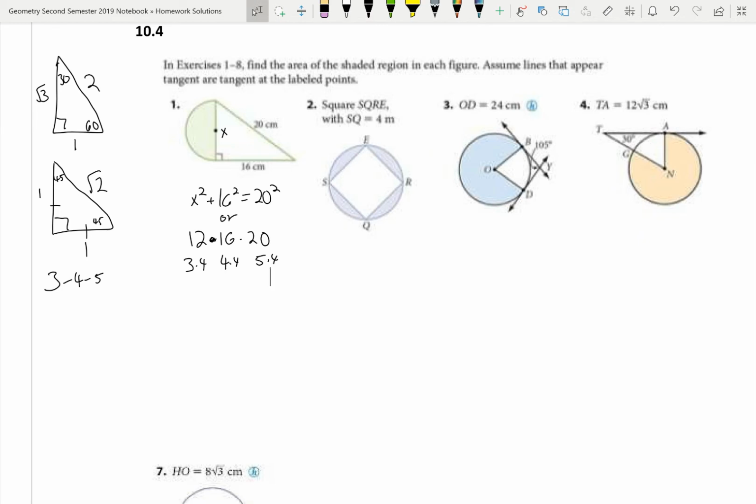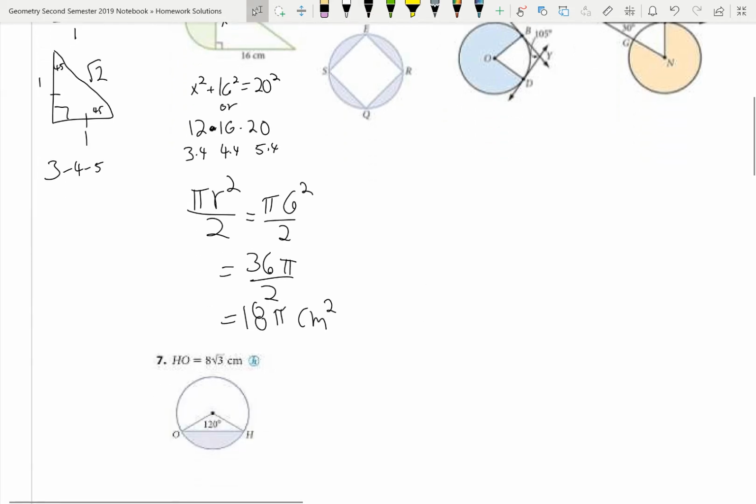So it's a 3, 4, 5 right triangle. And what you'll notice too is that this triangle is, make that 12. And so with that being 12, area is just going to be pi r squared divided by 2 because it's a semicircle. And that's going to be pi, so your x is 12, so that's pi 6 squared over 2, which is equal to 36 pi over 2, which is equal to 18 pi. And the units on that are centimeters squared. And if we were to write out the approximation, it would be approximately equal to 56.5 centimeters squared. And there we go.